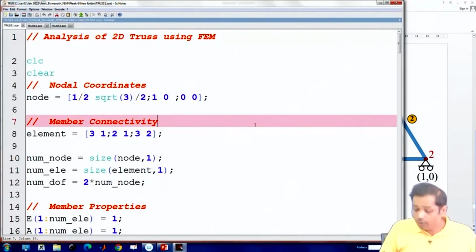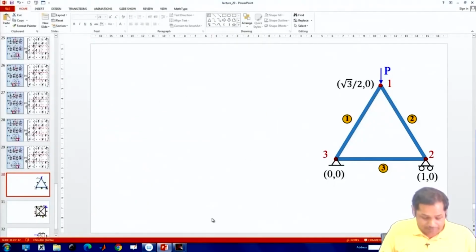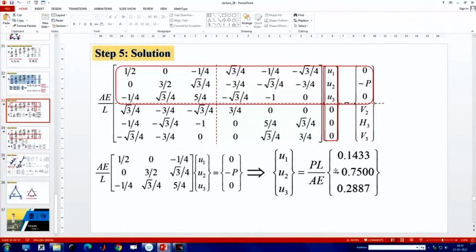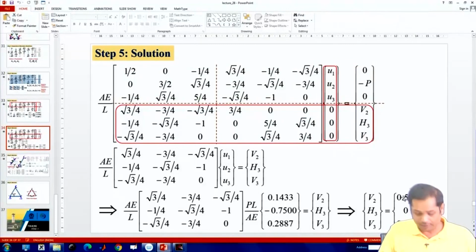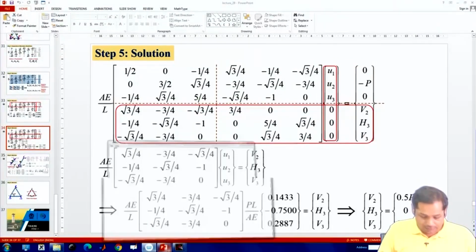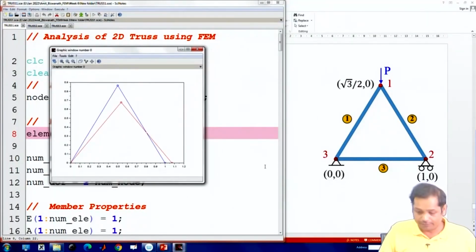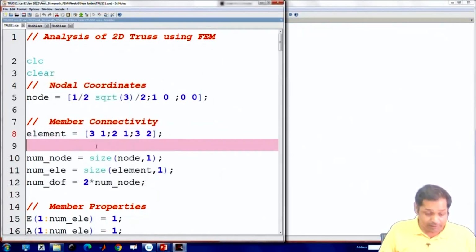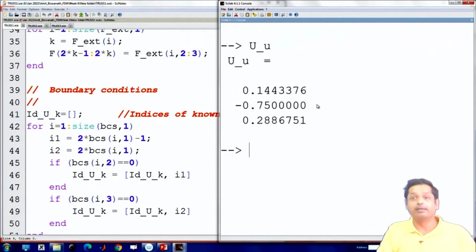Now let's compare the results. We need to validate the code. If you recall, these were our displacements, and these were the support reactions. So run it. This is the deformed shape we have, and let's find out the displacement vector. So u underscore u will be the displacement.